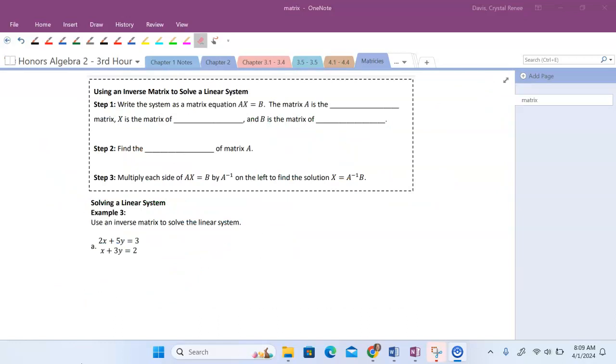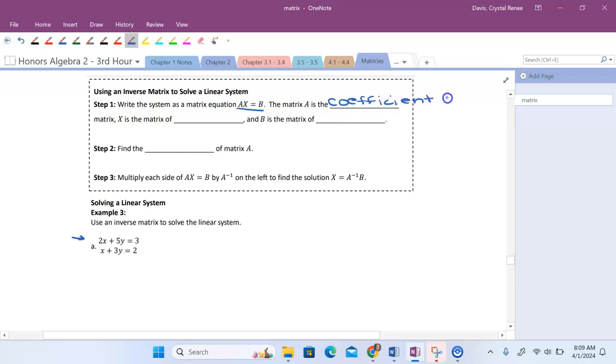All right, so now we're going to use this same concept, and we're going to apply it to a system of equations to solve. Okay, so first thing we want to do is we want to set up the system AX equals B like we just did. Okay, the matrix A is going to be the coefficient matrix.